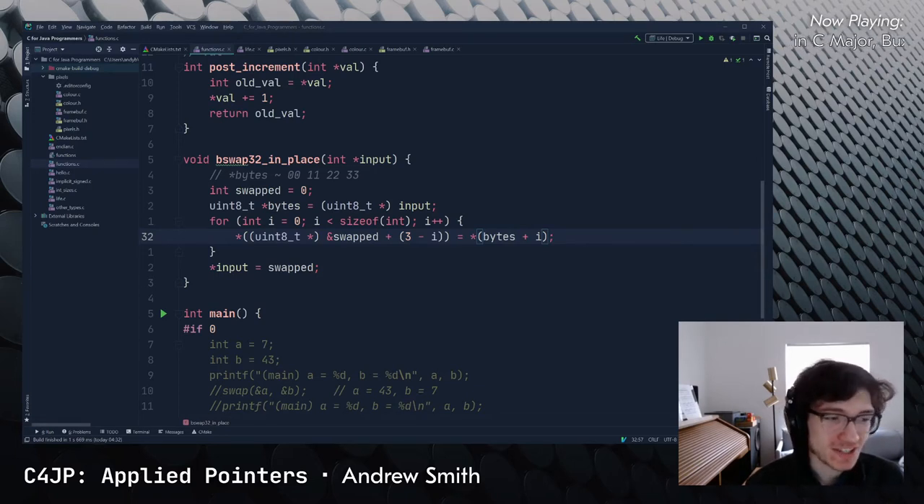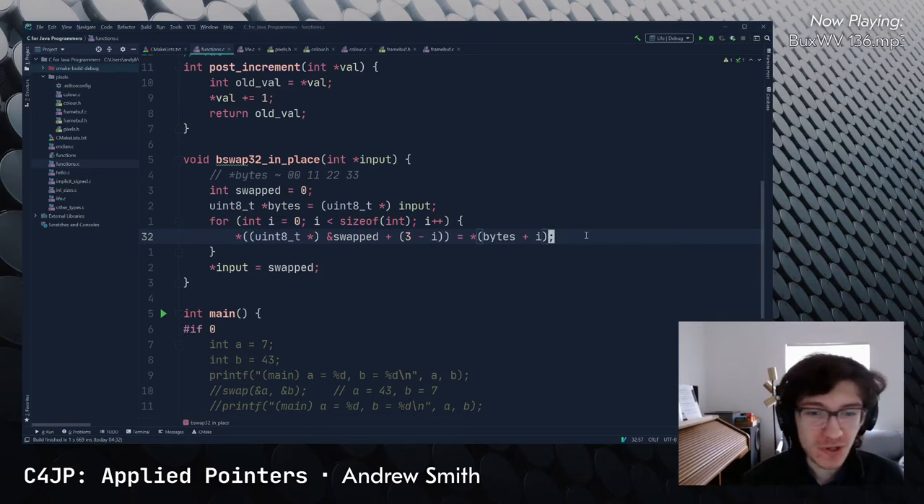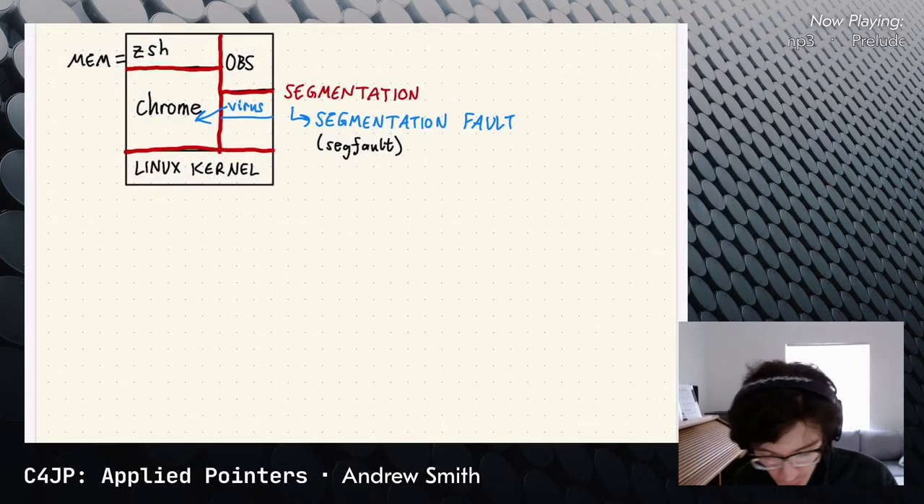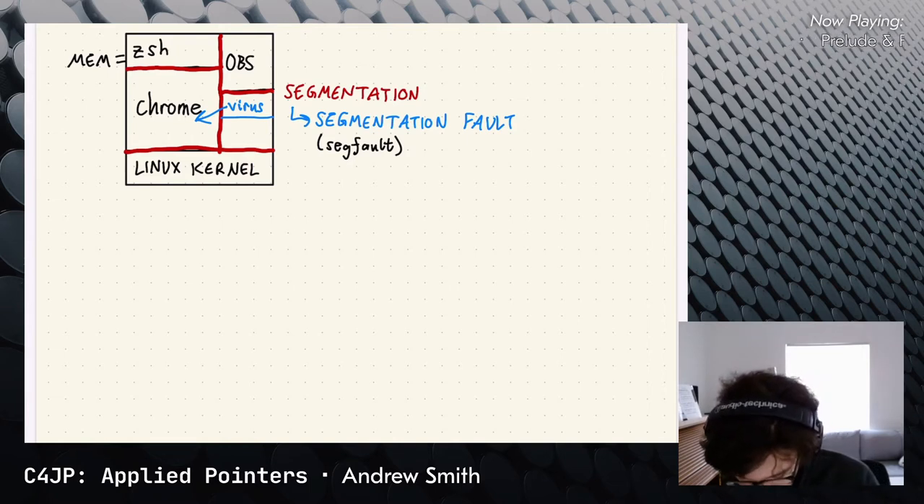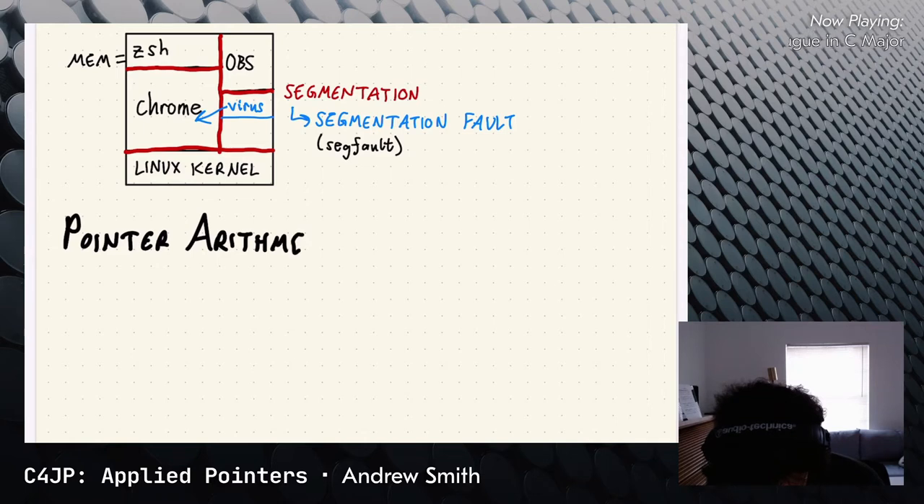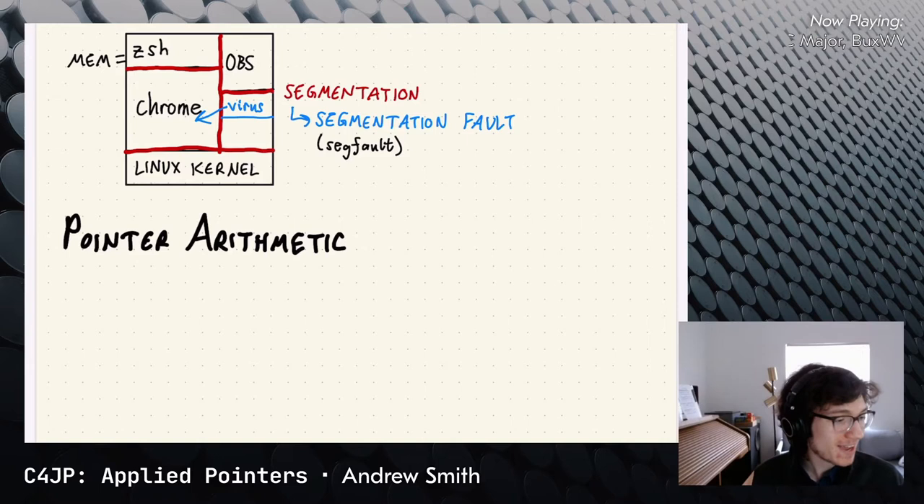And the reason that, honestly, we did the pointer manipulation in the first place here is that I want to show you how pointer arithmetic in C works. So, let's talk about pointer arithmetic and the rules of pointer arithmetic. And these are relatively straightforward, and we can get through them pretty quickly. So, pointer arithmetic.